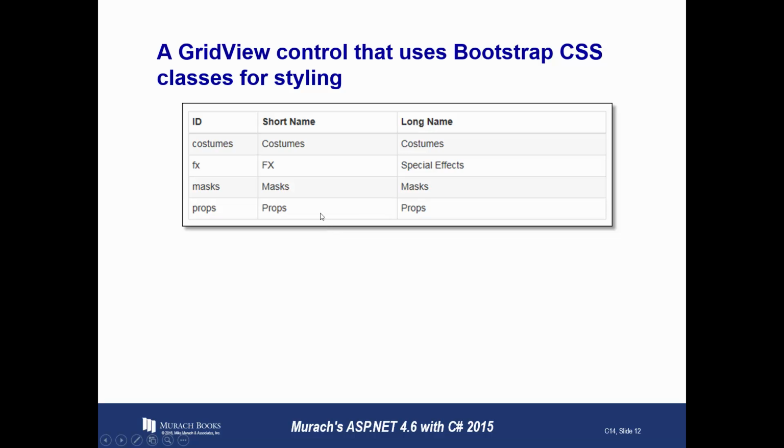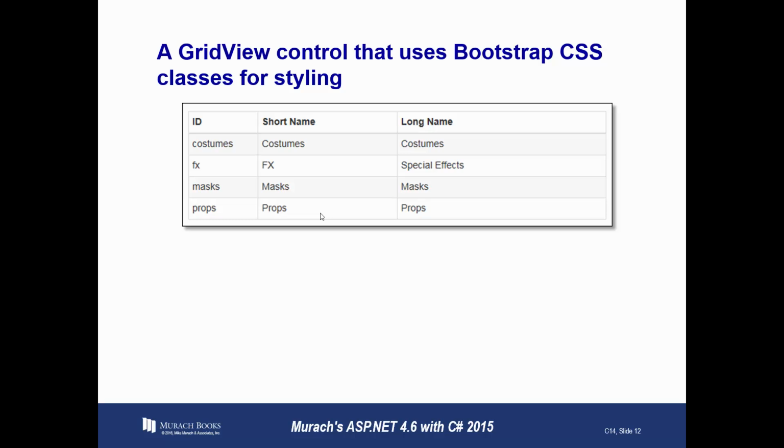If you have a grid view control that uses Bootstrap CSS classes for styling, again, we can come in there and add things like table stripe. This looks like it's a condensed table, etc. Because ASP.NET renders a grid view control as an HTML table, you can use the Bootstrap CSS classes for tables to style grid view controls. You can also use the CSS classes with the style elements that are shown here.